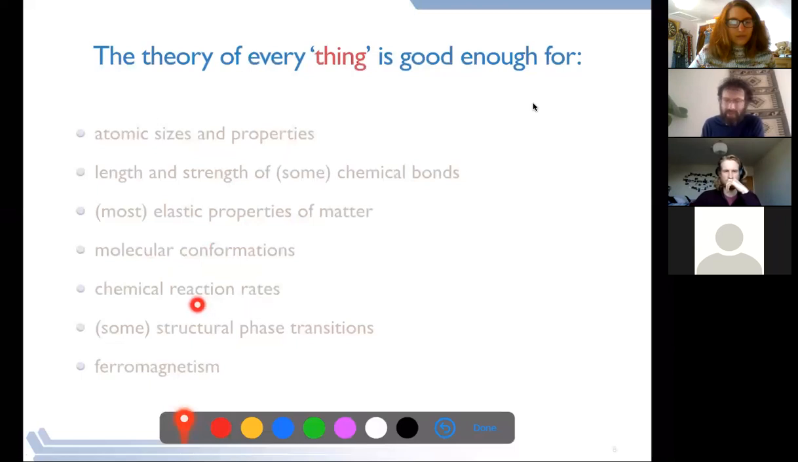Often you can find the rates of chemical reactions. That's really important if you want to do chemistry. You can look at the structure of crystals and how they transition from one into the other. You can describe things like magnetism, at least ferromagnetism. This is not all, of course, there's a much longer list. There are a lot of things that you can do with quantum mechanics.